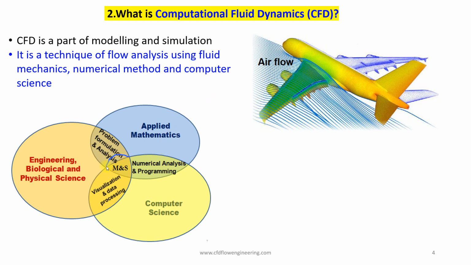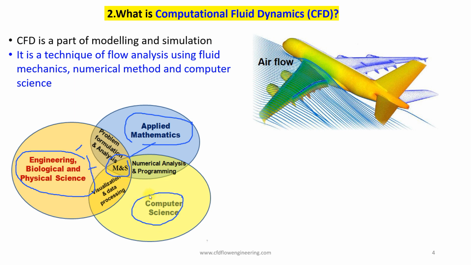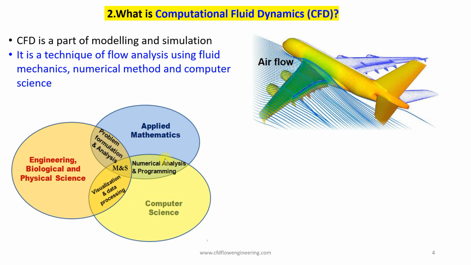Modeling and simulation depend on three pillars: applied mathematics, engineering and biological and physical science, and computer science. Modeling and simulation comprise problem formulation and analysis, followed by numerical analysis and programming.